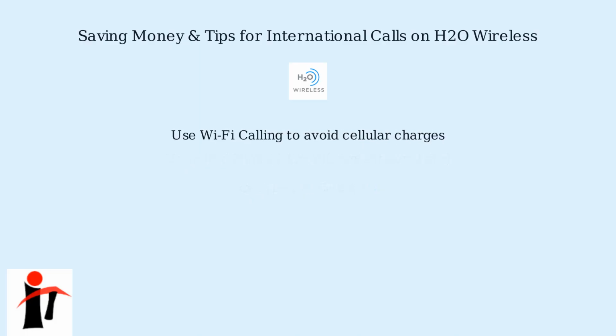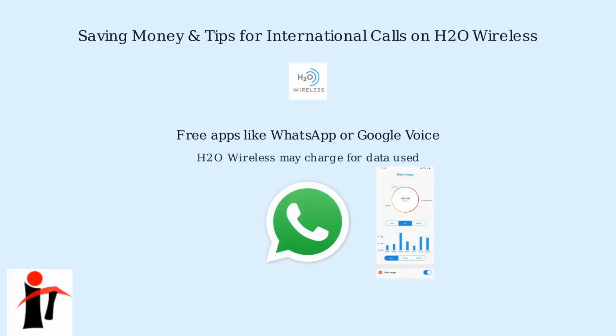To avoid cellular charges completely, use Wi-Fi calling whenever possible. This lets you make calls over a Wi-Fi network instead of using your cellular data or minutes. Free apps like WhatsApp or Google Voice are other options, but be aware that H2O Wireless may charge you for the data used.